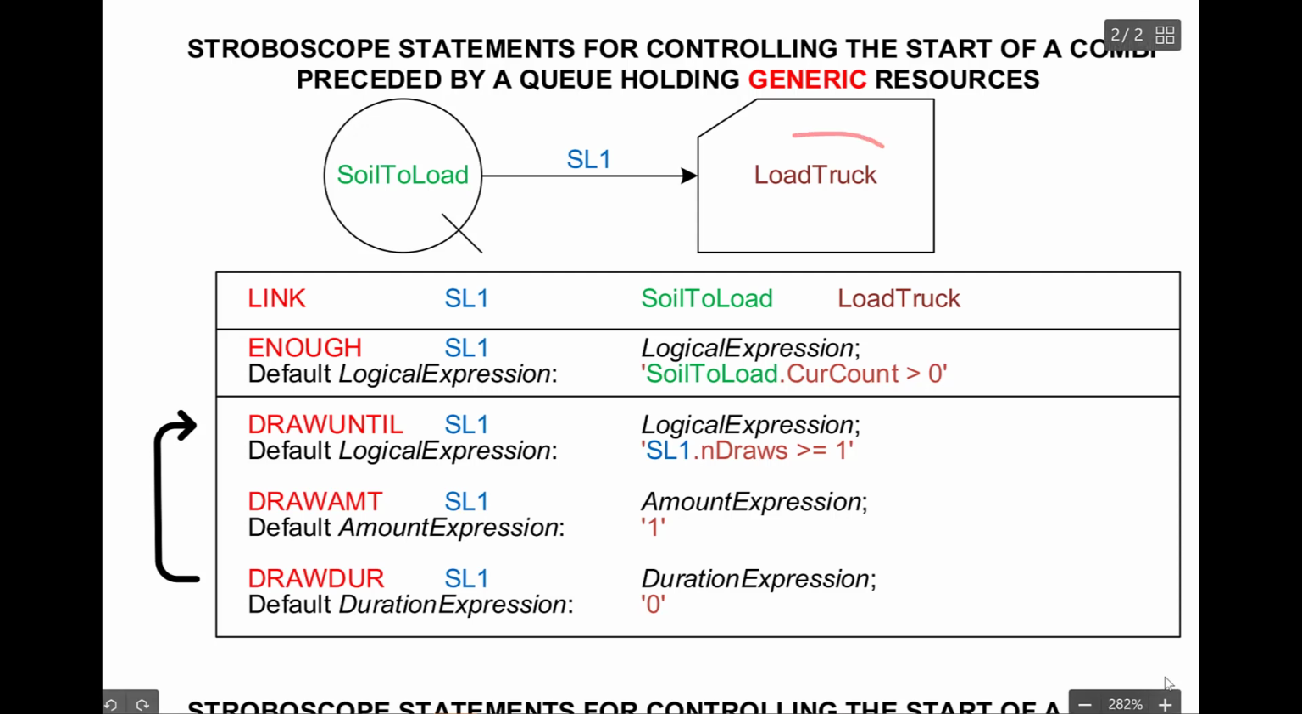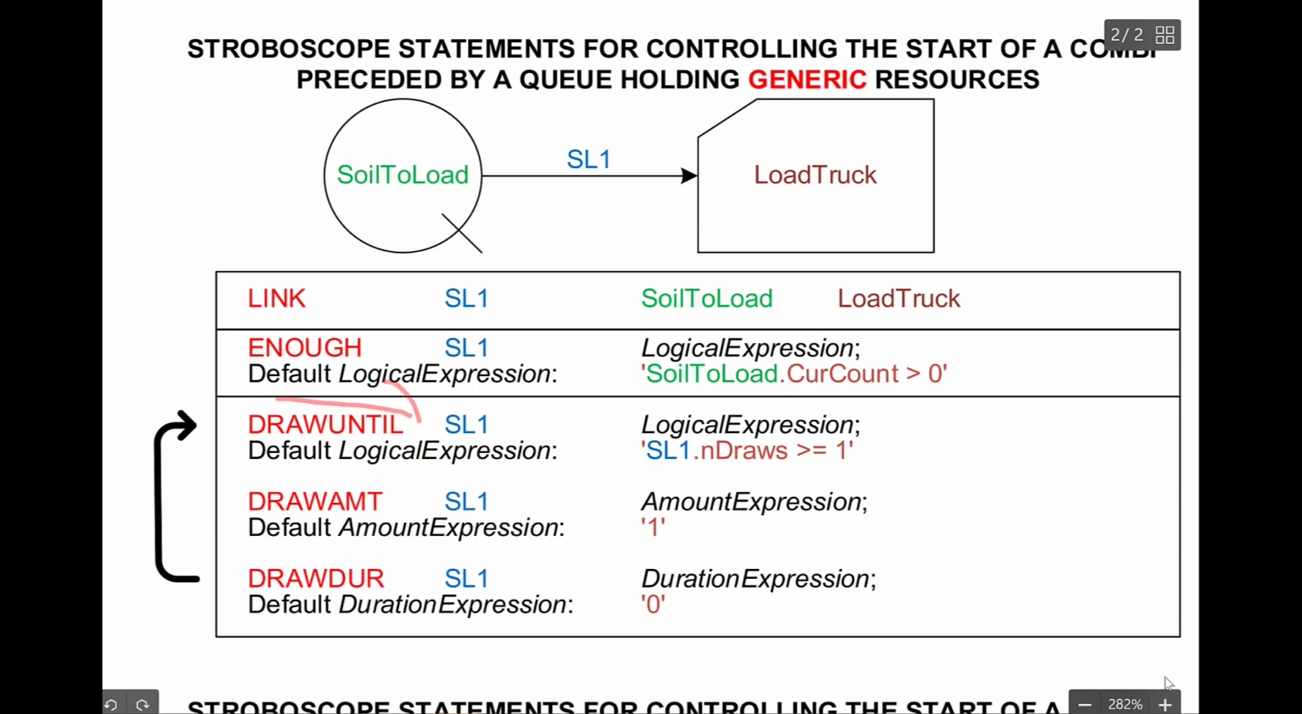The drawing process is a process through which the instance of load truck will draw resources through the incoming links, in this case through SL1, from the preceding queues, in this case from soil to load. This process is controlled by these three statements here.